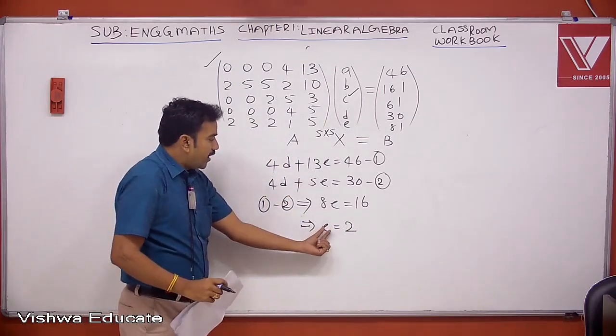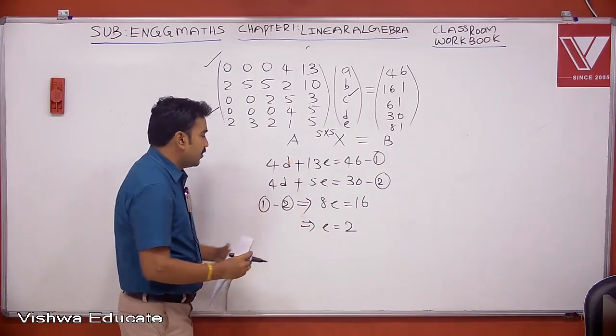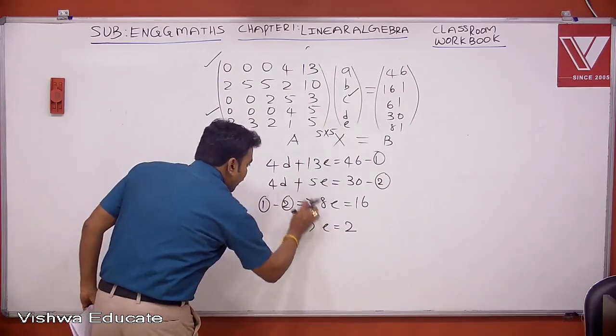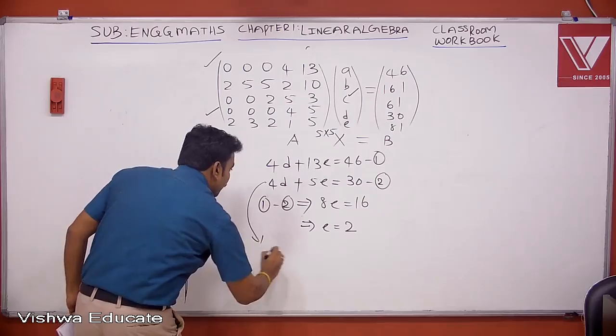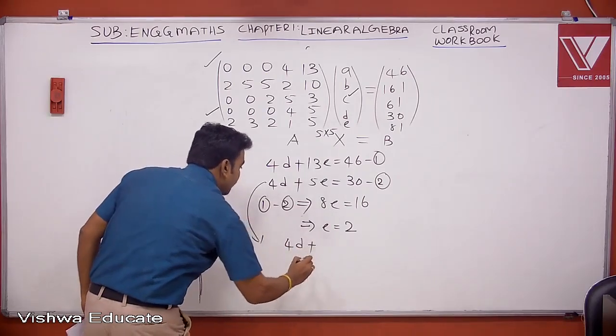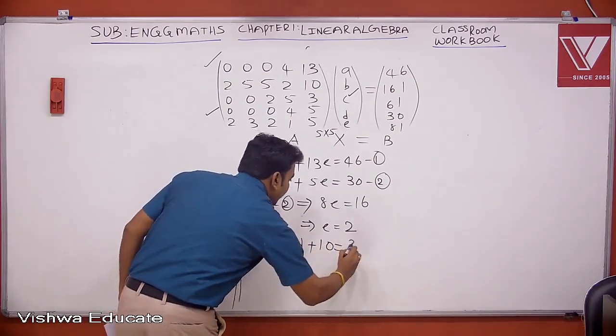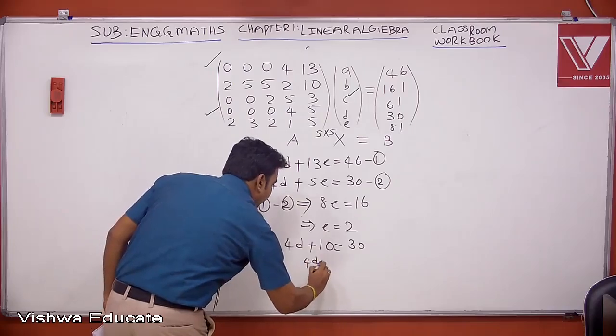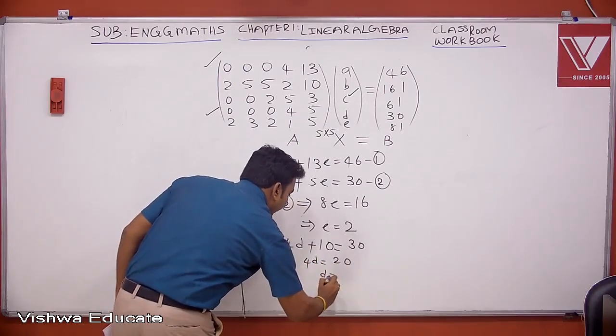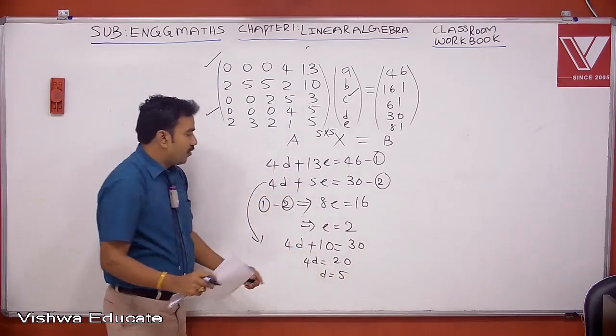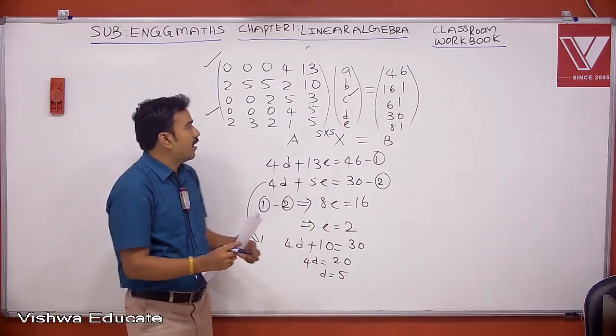Now let us apply the E value either in this or in this. Suppose let us replace the E value 2 in the second equation. So in this case 4D plus 10 equal to 30. So 4D equal to 20. So the D value is 5. Therefore we got the D value as well as the E value.